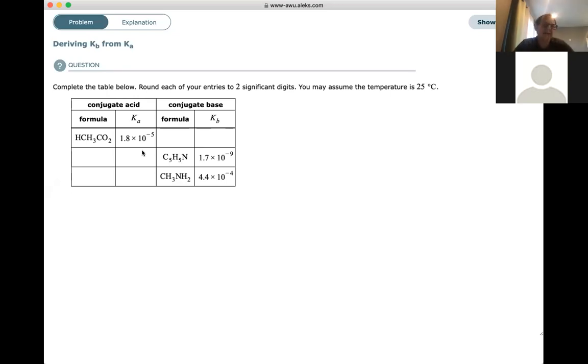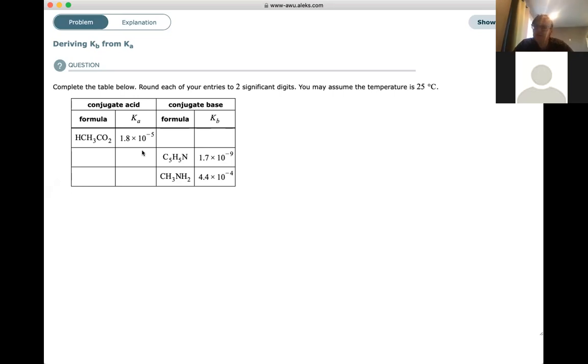Deriving Kb from Ka. Complete the table below. Round each of your entries to 2 significant digits, and you may assume the temperature is 25 degrees Celsius. So notice what they do here. In the first one, they give you the chemical formula for an acid. They don't tell you what the name of the acid is. Looks like it's acetic acid.